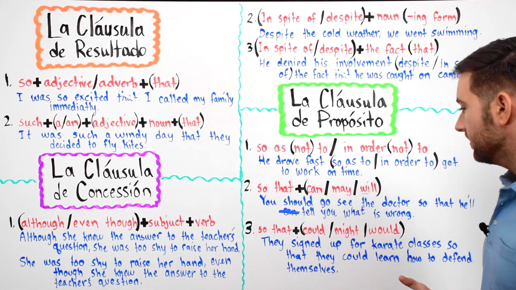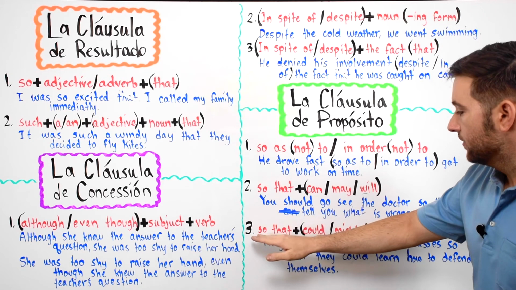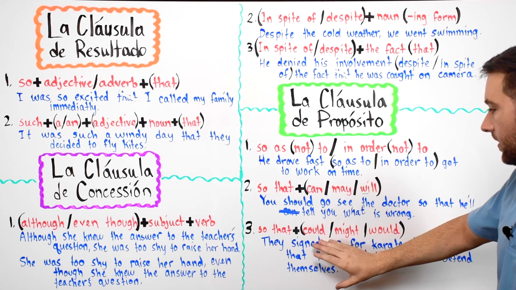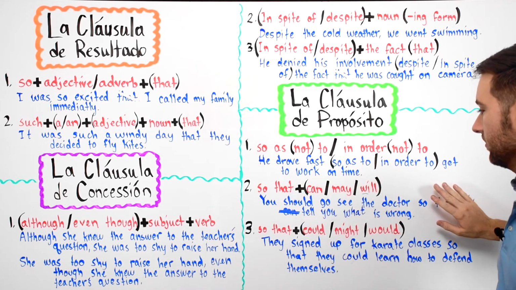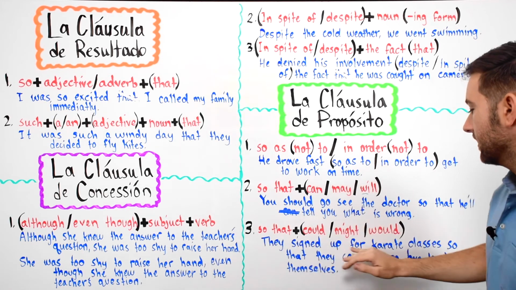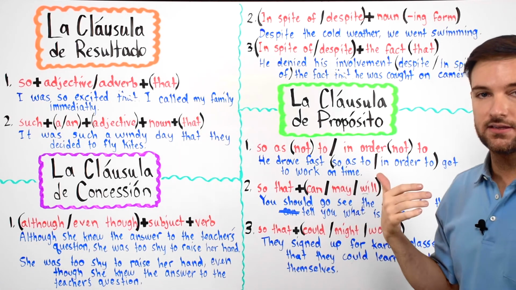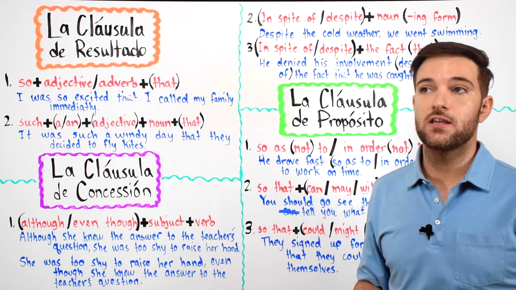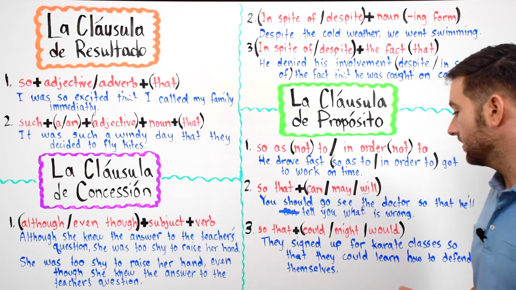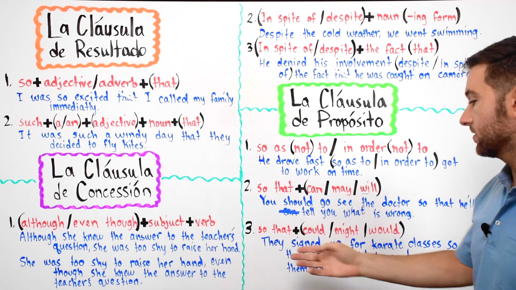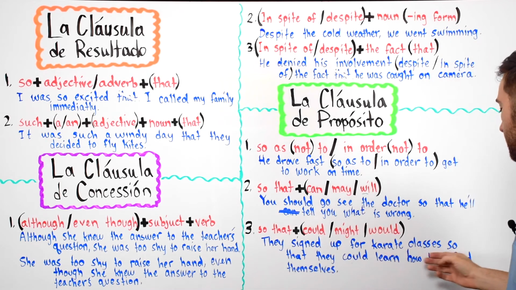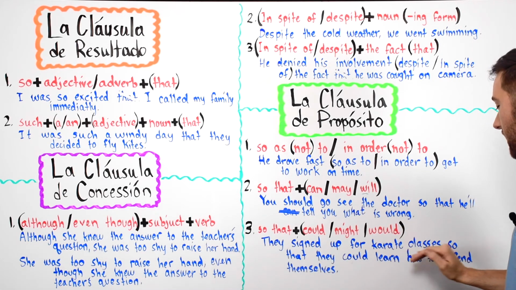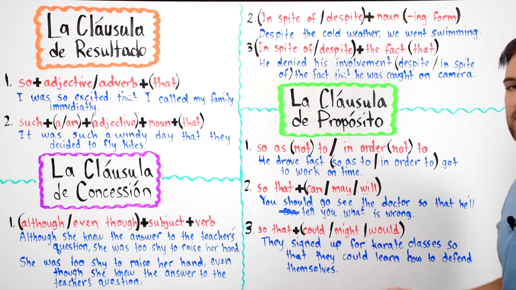Okay? Y finalmente tenemos number 3, so that plus the word could, might, or would. Okay, so it's similar to this one, but this one we're talking about the future. Here we're talking more about the past. Okay, so usamos esta forma para hablar sobre algo que sucedió en el pasado. Something that happened in the past. For example, they signed up for karate classes so that they could learn how to defend themselves.